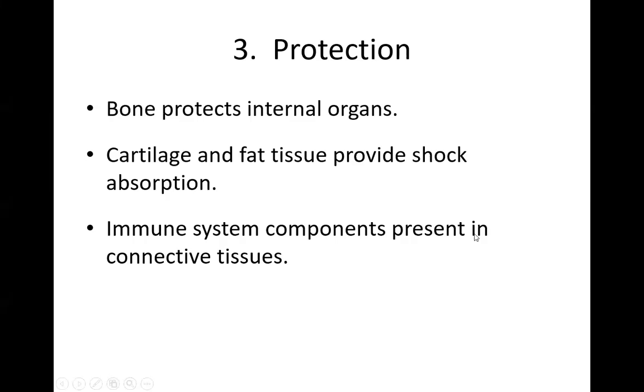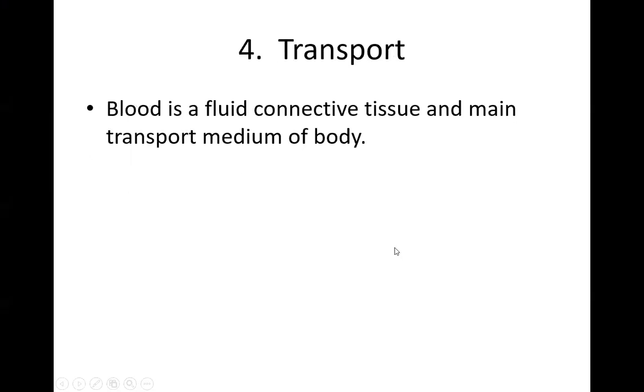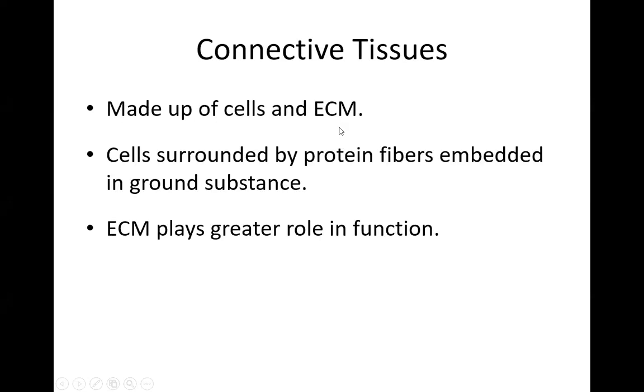The immune system components are present in the connective tissue. For transport, blood is a fluid connective tissue and it is the main transport medium of the body. Connective tissues are made up of cells and extracellular matrix, and the cells are surrounded by protein fibers embedded in ground substance. The extracellular matrix plays a greater role in function.